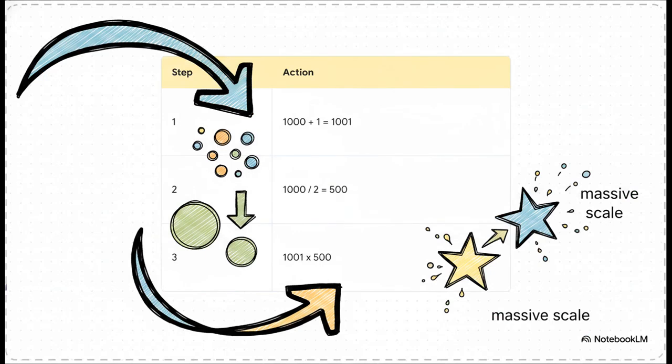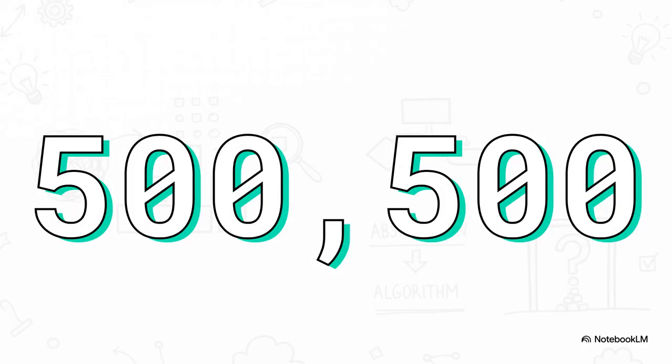Step 1. 1,000 plus 1 equals 1,001. Step 2. 1,000 divided by 2 equals 500. Step 3. We multiply step 1 by step 2. So 1,001 times 500. Notice how seamlessly our algorithm handles that massive scale. The answer is 500,500. And this brilliantly illustrates the sheer power of computational thinking. What started out feeling like a tedious, completely impossible manual counting task was just solved confidently in 3 straightforward steps.